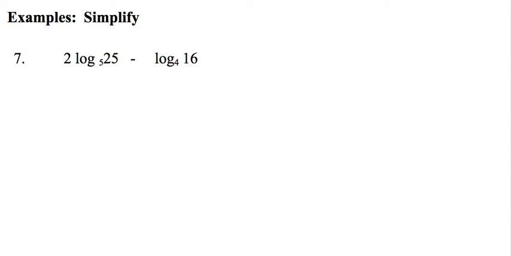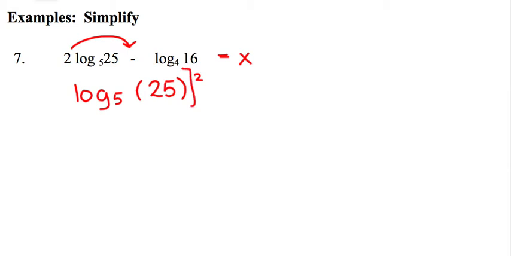Alright, so we have two logarithms and we want to simplify this expression. What I like to do every time I simplify something is throw just an x in so I don't have to reduce it. One of the properties we can do is throw that 2 back up on top. So it's logarithm base 5 of 25 squared. I'm going to throw a big bracket there and I'll show you in just a moment. Minus a logarithm base 4 of 16.